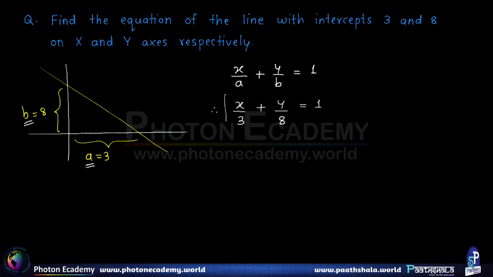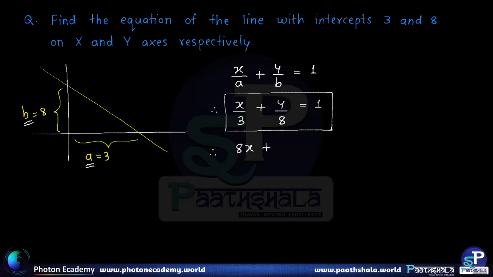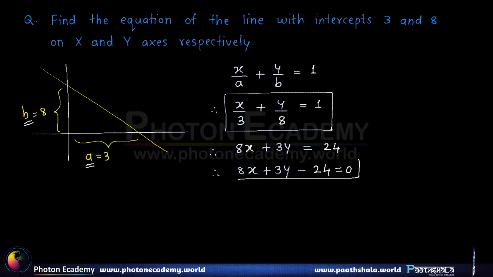Now although we can keep this equation as it is, that is fine, but we can simplify it also by cross multiplying on left side. So we'll get 8x plus 3y and divided by 24, which was the LCM, we will take it to the right and write it as 24. And if you want, we can bring everything on one side and write it as 8x plus 3y minus 24 equal to 0. So that is the equation of the required line.